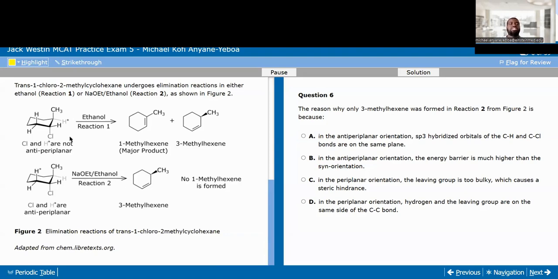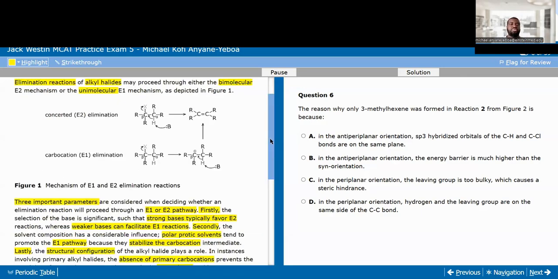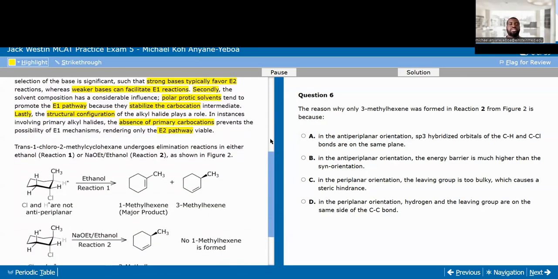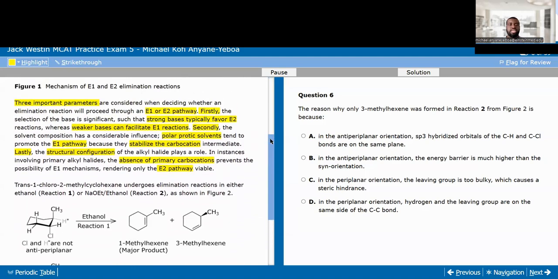So basically they're showing us E1 and E2 reactions. Now let's tackle the questions. Now that we have a good highlight, if we read the highlights, we pretty much summarize all the important information we need here.